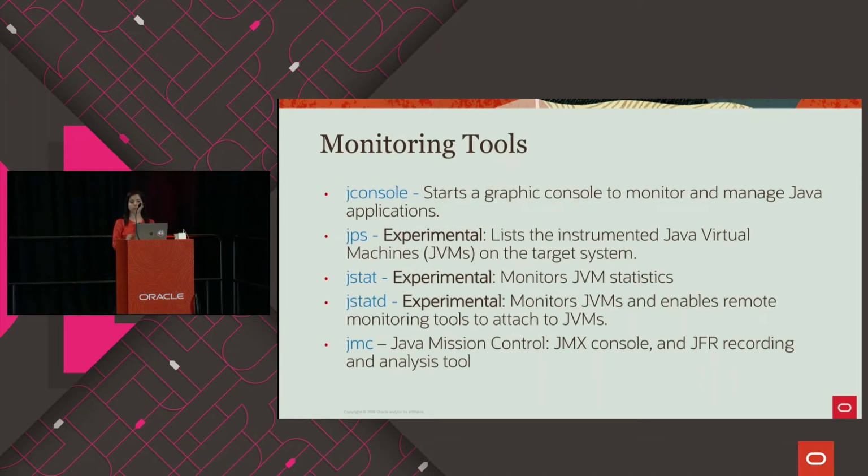The monitoring tools which we would be talking about: JConsole, which is a graphic console to monitor and manage Java applications based on JMX technology; JPS, JStat and JStatD, which are based on JVM stat technology implemented in the JVM; and JMC, which was shipped with JDK until JDK 10 and has been removed from JDK since 11. It has been open sourced and it's available for you to download and contribute to it.